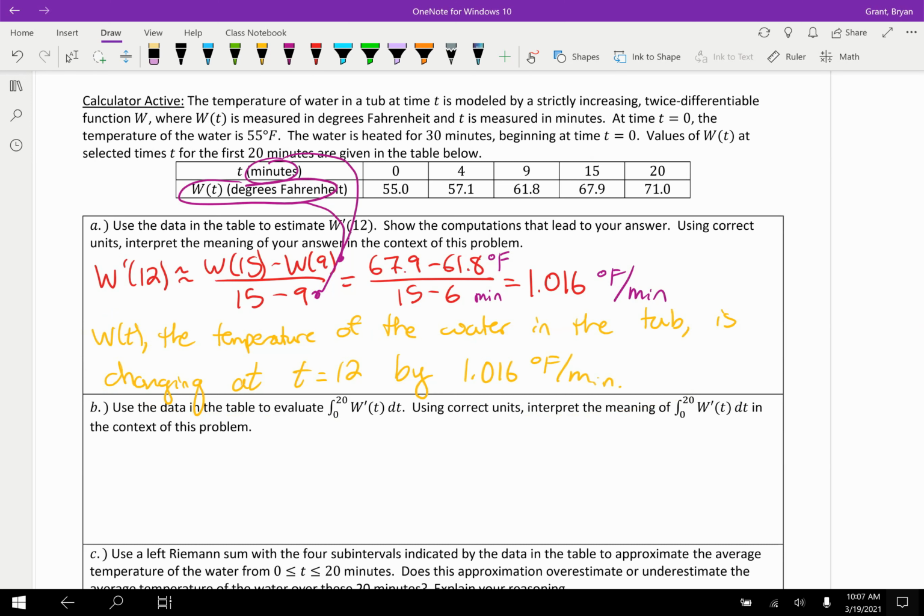Using the data in the table, evaluate the integral from 0 to 20 of W prime of t dt, use correct units, interpret the meaning. We can do this.